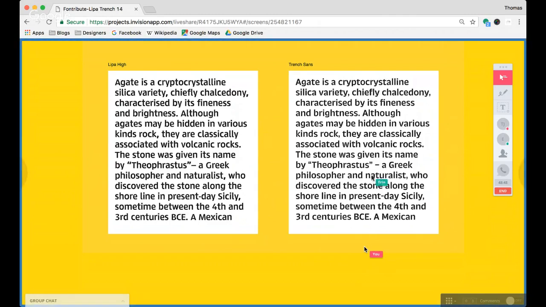Anyway, what are some other observations? I would say Lipa seems a little bit more tightly spaced and a little more narrow in general. Trench seems wider and has more kind of brightness to it. Is that what you see? Yeah, I see a little bit of that. The overall color is lighter in Trench than Lipa, right? From a color point of view, the overall impression of the text block itself, I would definitely say that too. Let's try to see the A.